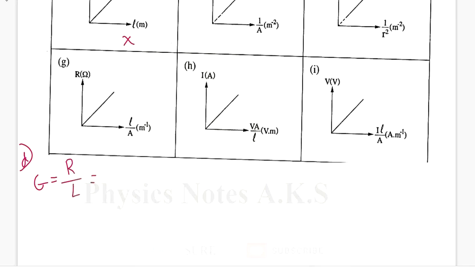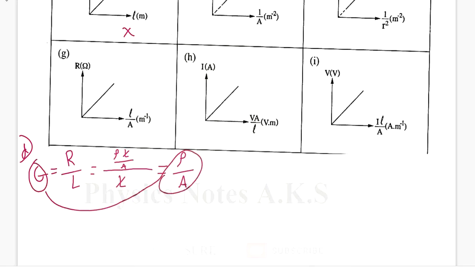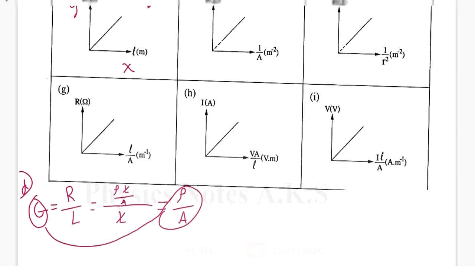We know from before that the resistance is resistivity times length over area. Down here I have length, so I can cancel the length with the length, and this will give me rho over A. So the relation of the gradient is rho over A, which is the resistivity over area. So this is the gradient, rho over A, in part D.